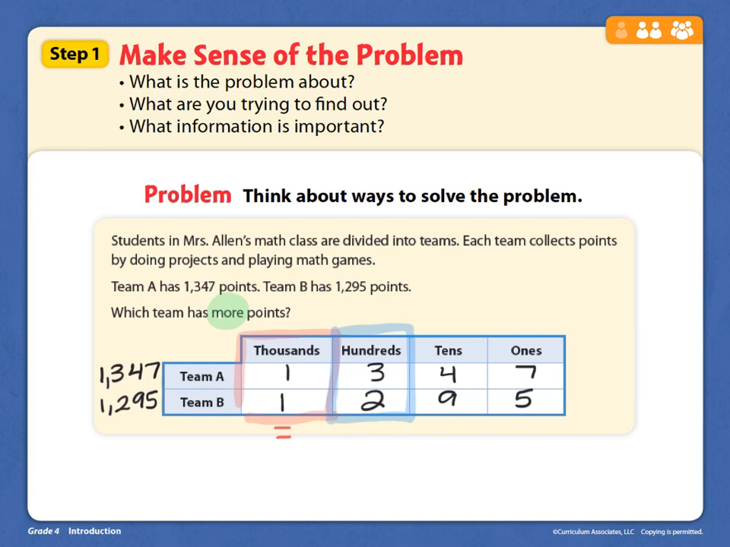When I look at the hundreds place, I have the numbers 3 and 2. I know that the number 3 is greater than the number 2, which means that the value in the hundreds place is more for Team A than it is for Team B. So I know that Team A has more points. If I were to write a comparison, it would look like this. 1,347 is greater than 1,295.